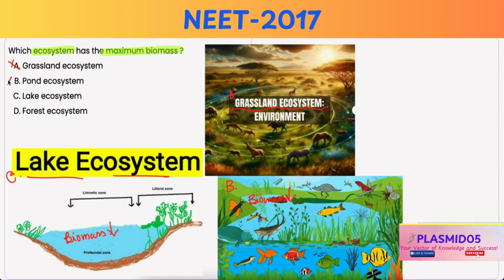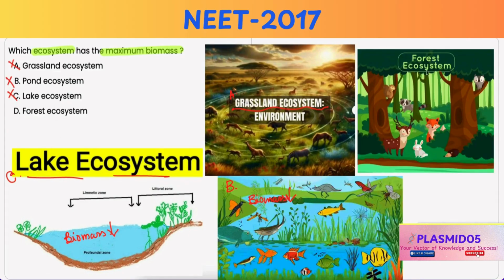Option D, forest ecosystem. Now, forest ecosystems have the maximum biomass because of a large number of trees which are very massive and also long-lived. So trees contribute to the biomass through their trunks, branches, leaves, and roots. And tropical rainforests particularly have the highest biomass among all ecosystems due to their dense vegetation and favorable growth conditions. Hence, it is the correct option.